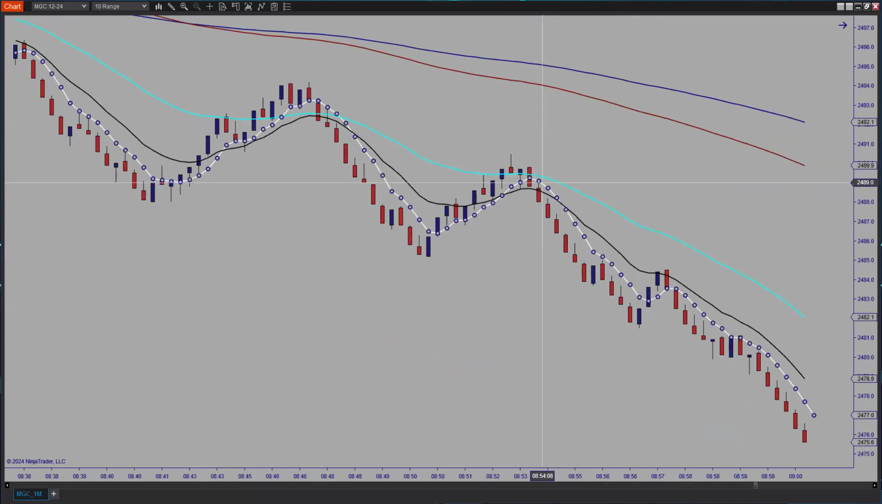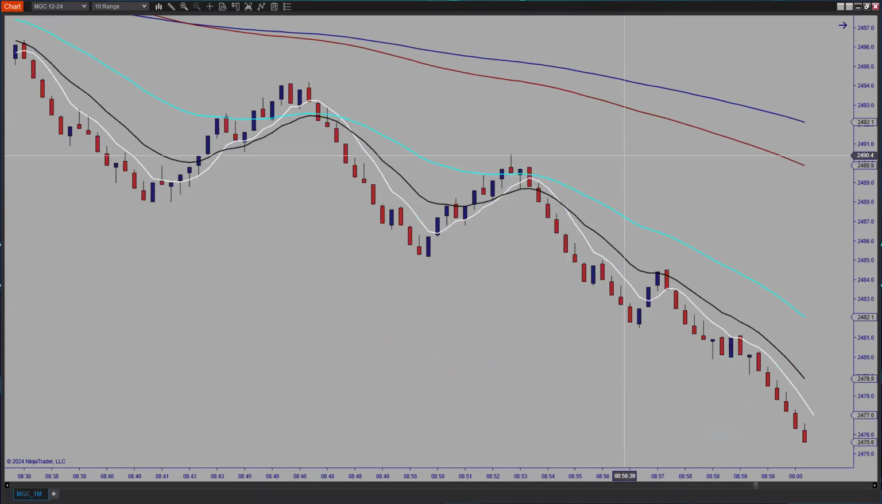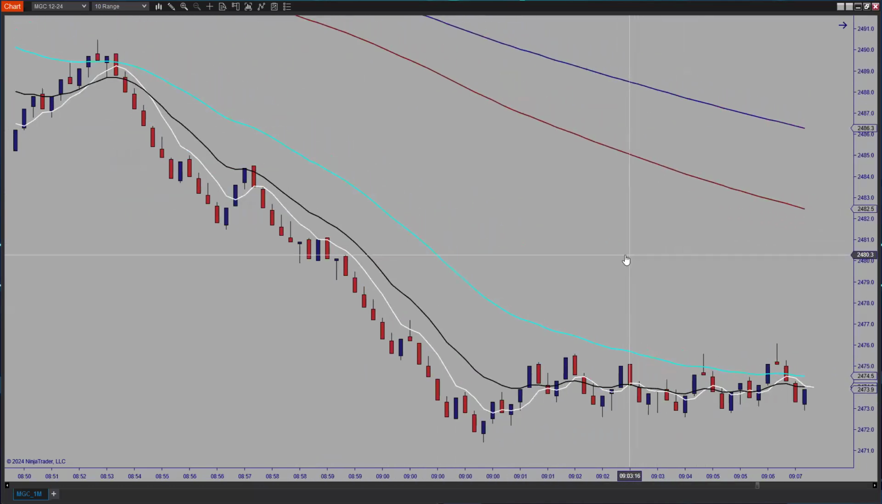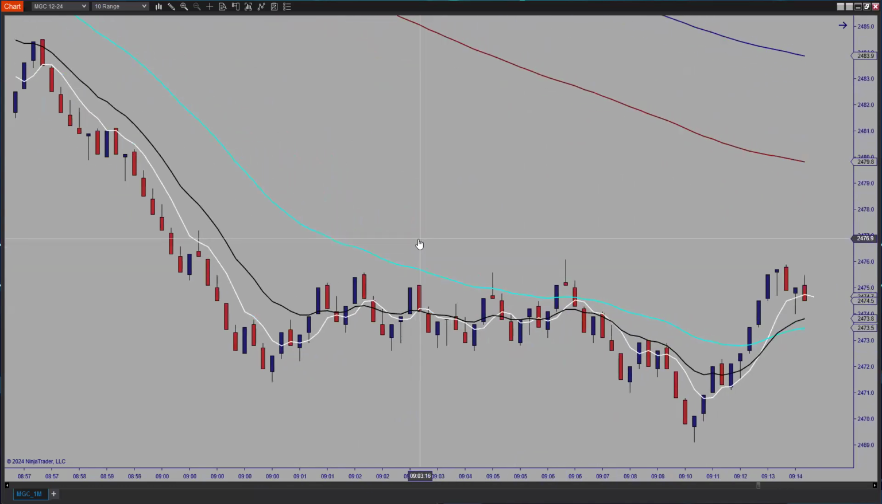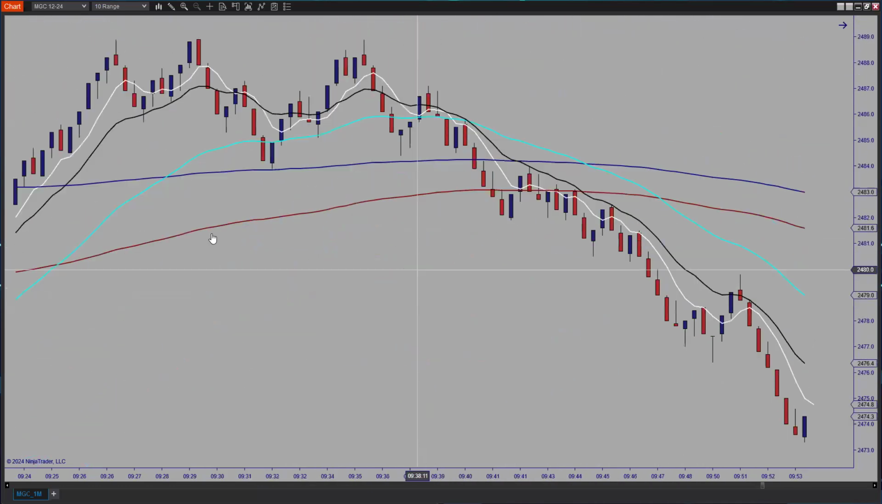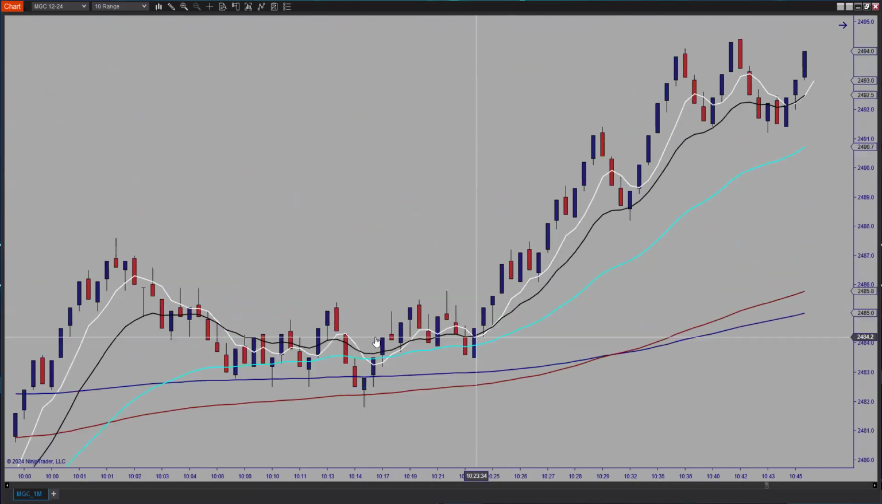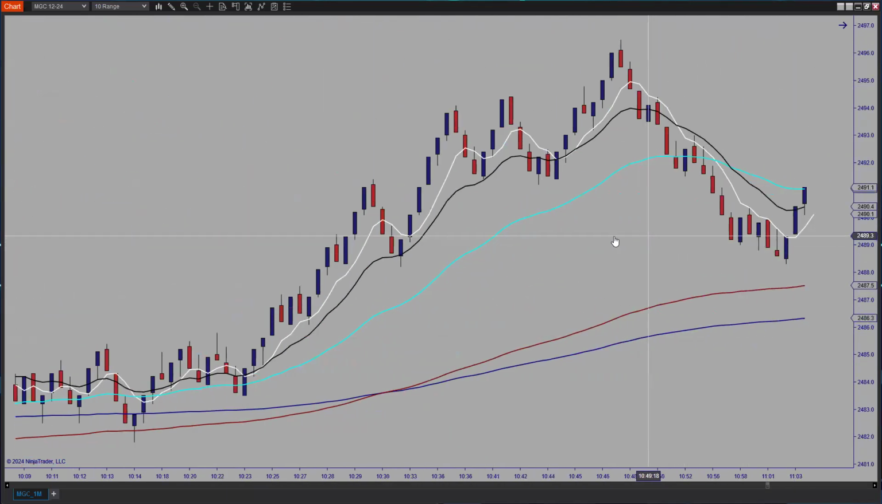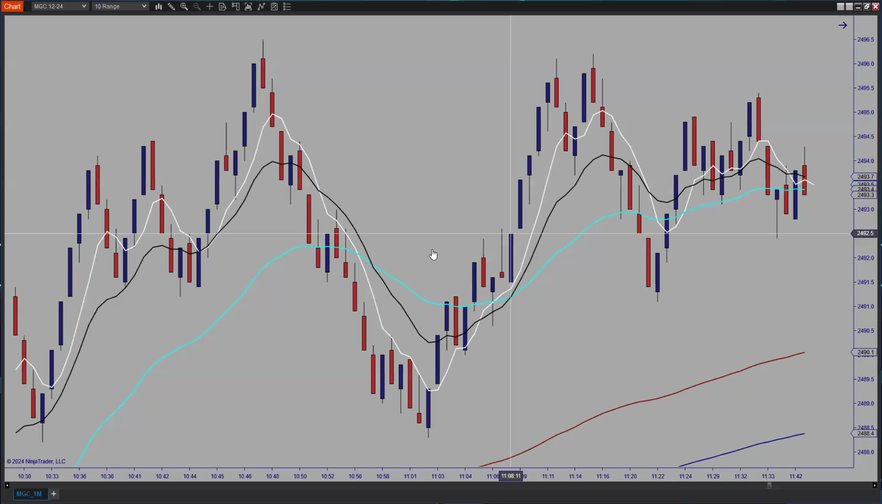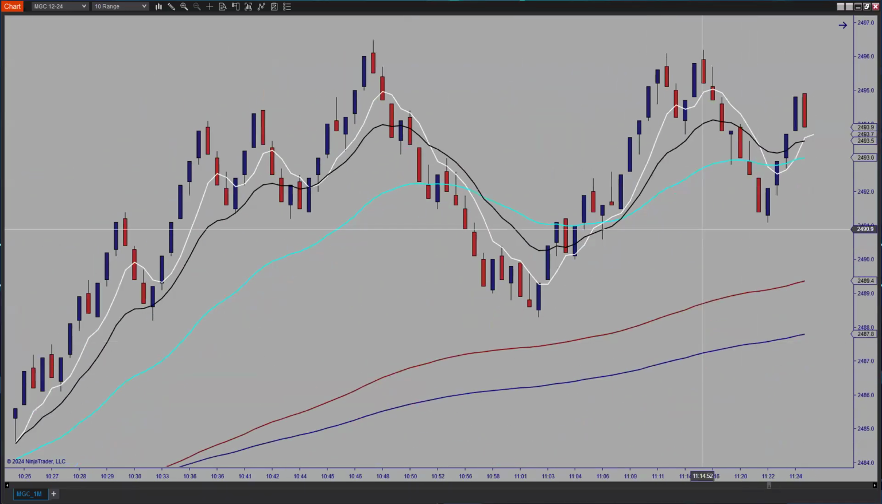This one, the 5 almost crossed above and then didn't. 13 cross, tag the EMAs. Let's keep going. This was almost a trend trade and not quite a micro trade, so no trade.